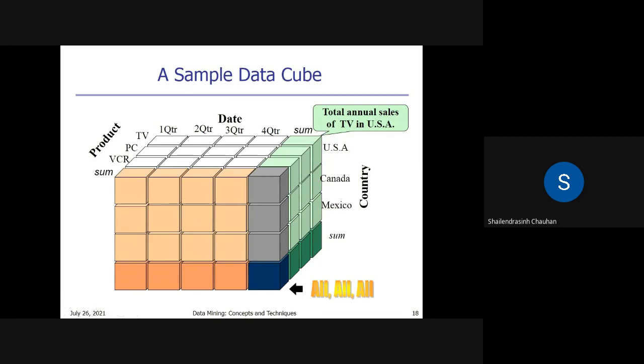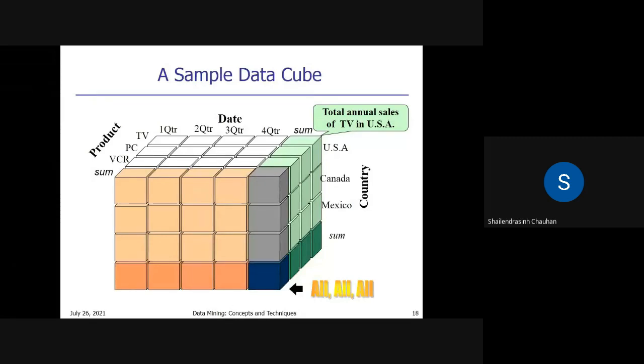Before that, let me ask one question. Here the date is represented in quarters. So how many months can one quarter contain? How many months is equal to one quarter? Exactly. Thank you so much for the response, Lutvik. So 3 months equal 1 quarter. So here we are representing the date or time in quarters.